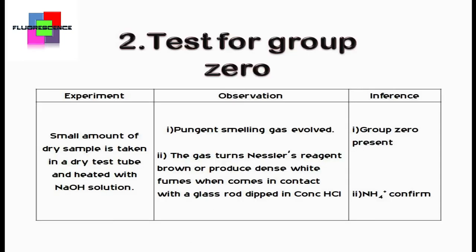Next, we move to the test for group 0. For this, we're going to take the dry sample. You will add a few drops of sodium hydroxide solution to it and you will heat. If you get a pungent smelling gas, it indicates the presence of group 0. And if that gas turns Nessler's reagent brown, or it produces dense white fumes when it comes in contact with concentrated HCl, it indicates the presence of ammonium ion. Please note the two: one is confirming group 0 and the second one is confirming the ammonium ion.